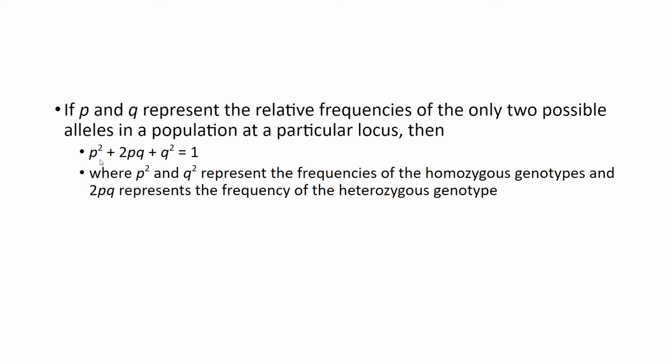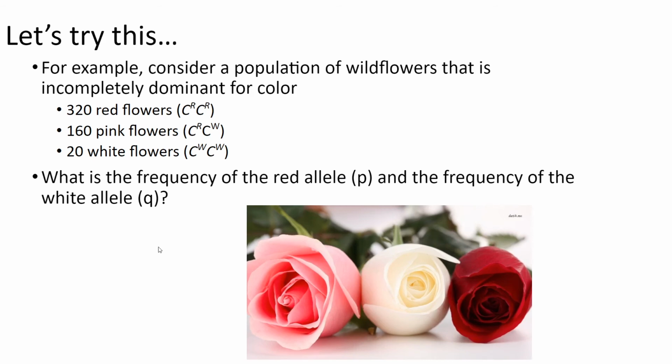P squared would represent your homozygote dominant individuals, Q squared would represent your homozygote recessive individuals, and 2PQ would represent your heterozygote individuals. Now let's put this all into practice, using this population as an example. Here you can see we have a population of roses. These flowers come in 3 color varieties: red, pink, and white.